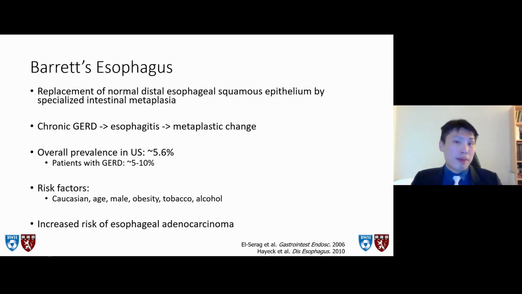Overall prevalence in the US is about 5.6%, but much higher in patients with reflux. The main risk factors are patients who are Caucasian, who are older, who are obese, who are men, and those who have tobacco and alcohol use. The concern is that it increases the risk of esophageal adenocarcinoma.